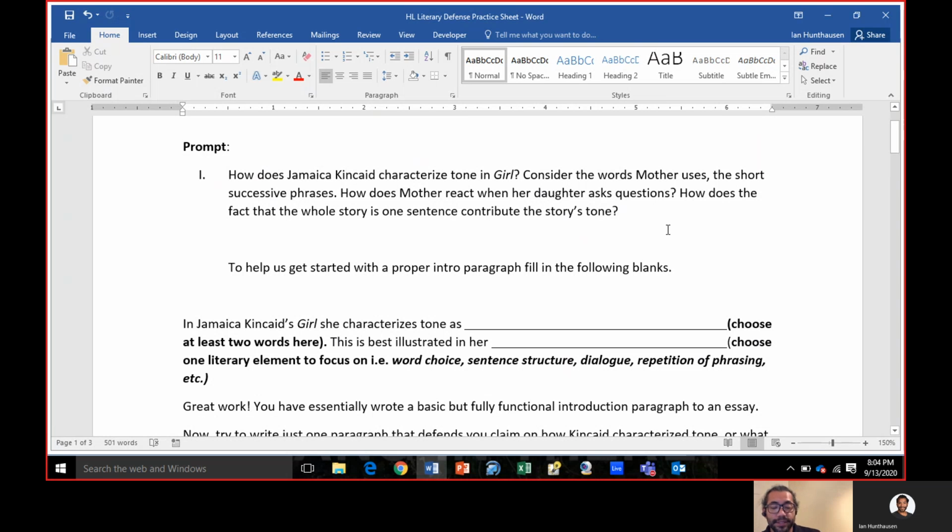Now, these follow-up questions and statements, you don't have to cover every part of that. You don't have to cover the short successive phrases. You don't have to just focus on the word choice of mother, then focus on how she reacts to her daughter, and then focus on how the whole story is one sentence. These are just ideas. Each one of these things you could look at and figure out tone.